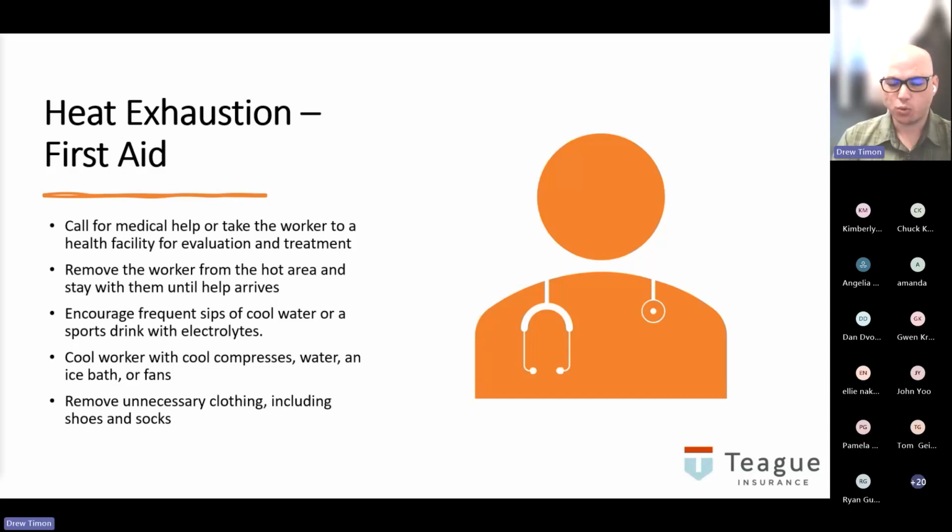You can attempt to cool down the employee with cool compresses, water, or an ice bath or fans, and try to remove unnecessary clothing like shoes and socks, gloves, headgear. Our body expels some of that excess heat through our extremities, and the body will be able to cool down quicker if we remove those items.